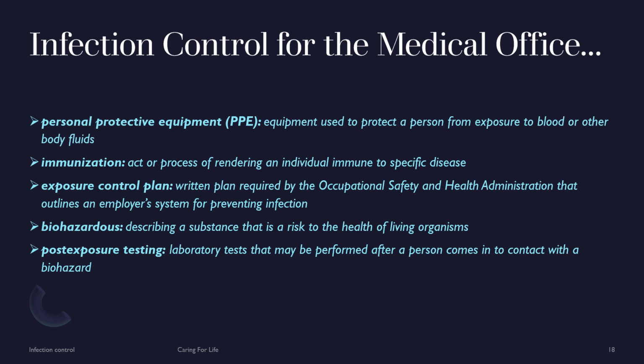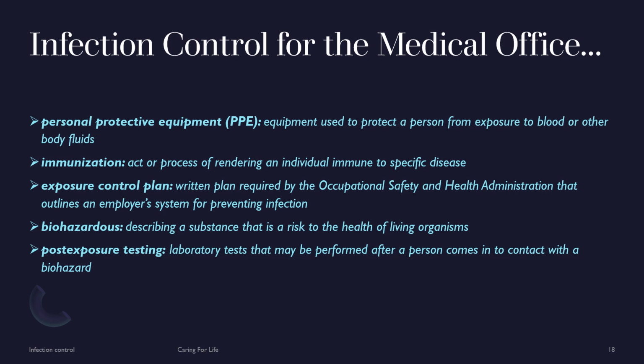So for infection control for the medical office, we're continuing with that. Some basic terms and things that you have to be aware of. Personal protective equipment, PPE. Those are things that are used to protect you from exposure to blood and body fluids. So gloves, face mask, gown. These are all things that, remember, are to personally protect you. When you are wearing these things, it's not so much about protecting the patient, it's about protecting yourself.